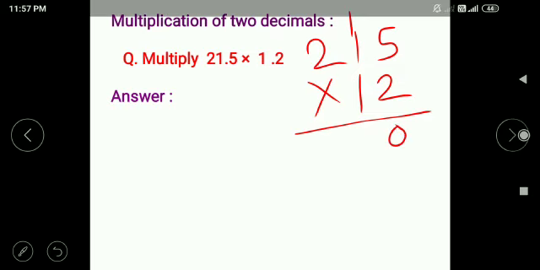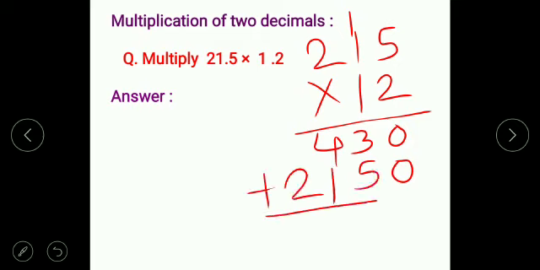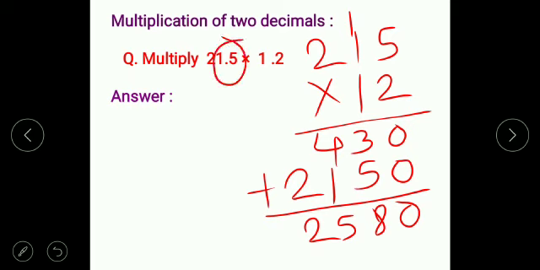So 2 1s are 2, 2 1s are 2 plus 1, answer is 3. 2 2s are 4. Now put a 0 here. 215 into 1, answer is 5 1s are 5, 1 into 1 is 1, 2 1s are 2. Add this, so your answer is 0 8 5 2, correct? So 2580. So now see here, how many digits after this decimal point? 1. How many digits after this decimal point? That is 1. So here the total number of digits is 2.